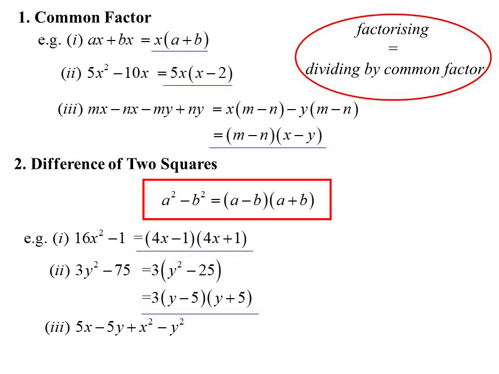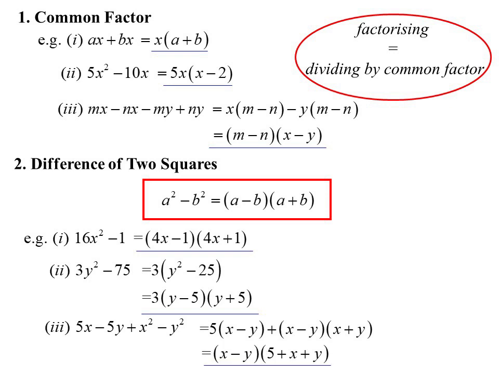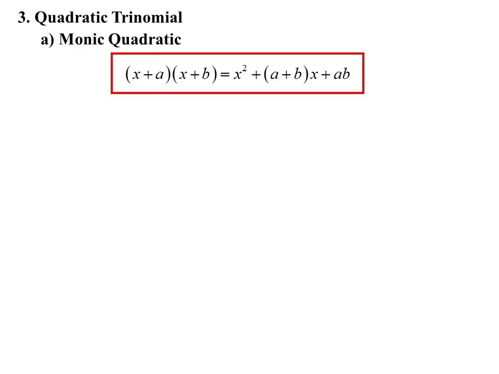Now the first one here, sure, 5 common factor. The second one though, difference of 2 squares. X minus y, x plus y. I've now got 2 things. They have a common factor of x minus y. We have our answer.